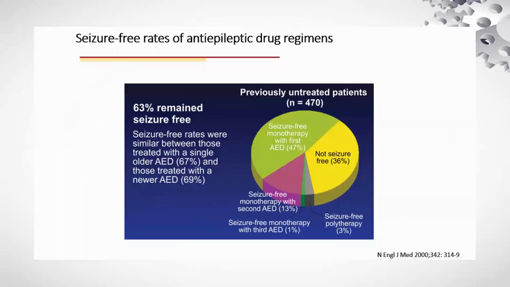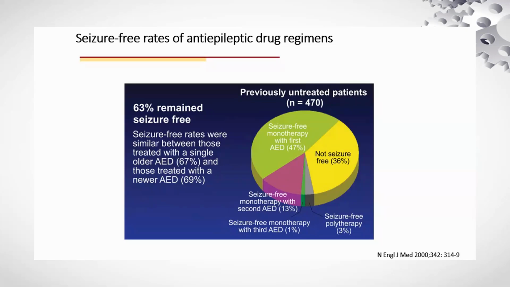Now, this diagram shows the enormity of the situation. In 2000, Kwan and Brodie published their studies in NEJM. They treated 470 previously untreated patients of epilepsy, and they found that with first monotherapy, around 47% of patients became seizure free, and with second monotherapy, 13% more patients became seizure free, while with third monotherapy, only 1% additional patients became seizure free. While if they used polytherapy instead of third monotherapy, 3% more patients became seizure free.